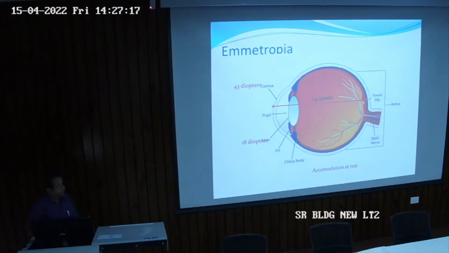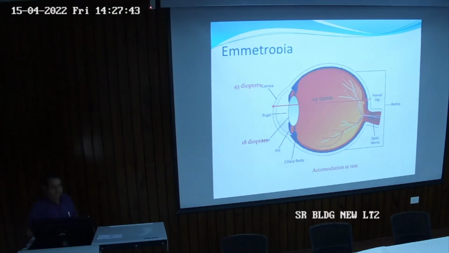You are well aware of this diagram of the eye. Anteriormost, there are three coats of the eye. What are the three coats of the eye? Stand up and speak. What are the three coats of the eye? Sir has already taught you, right? Your anatomy classes are done.